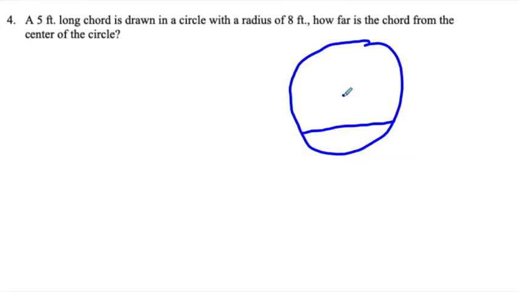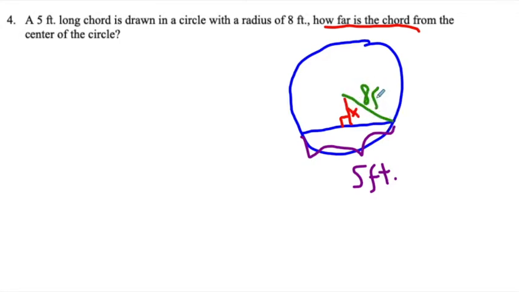That would be this distance here measured at a right angle. So how far is the chord from the center of the circle would be this distance here, and that's what we're trying to find, so I'm going to call that x. What else do they tell us? It is a 5-foot long chord, so this whole thing is 5 feet. And we know that the radius is 8 feet.